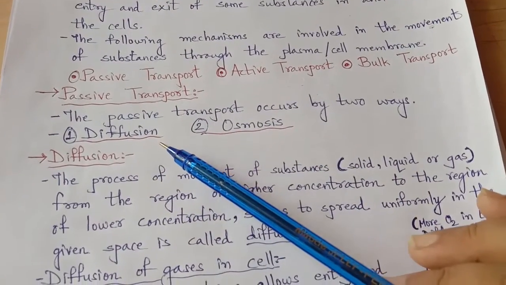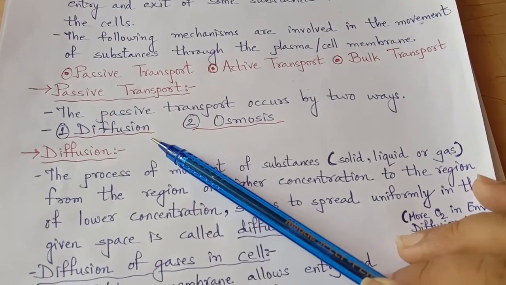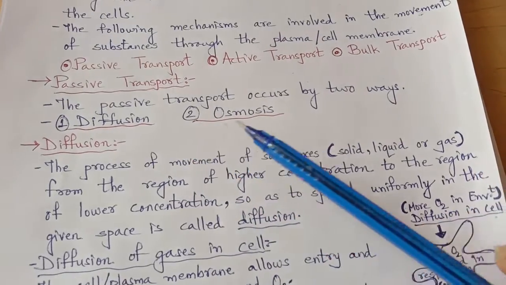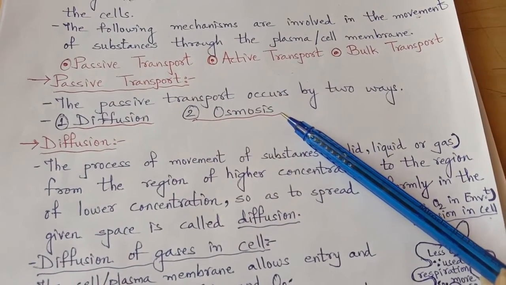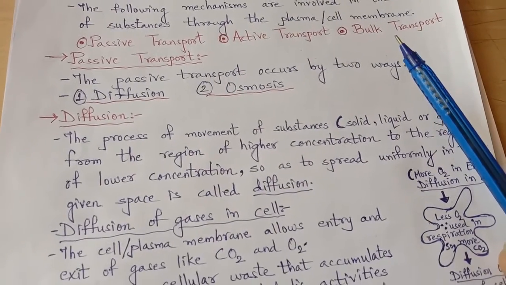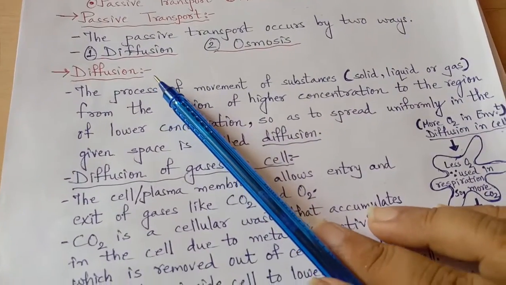Most probably in diffusion, gases diffuse because gases are highly diffusing matter, and in osmosis, water molecules enter and come out of the cell. Now let us see about diffusion.